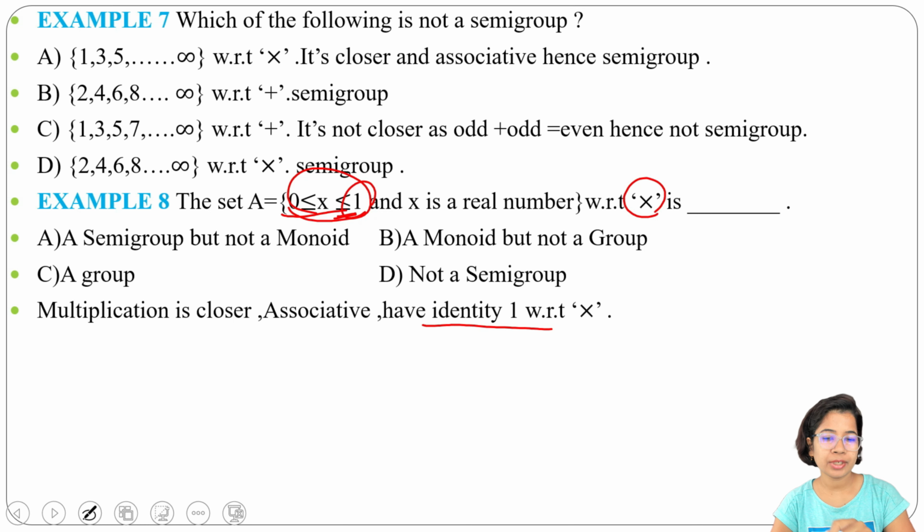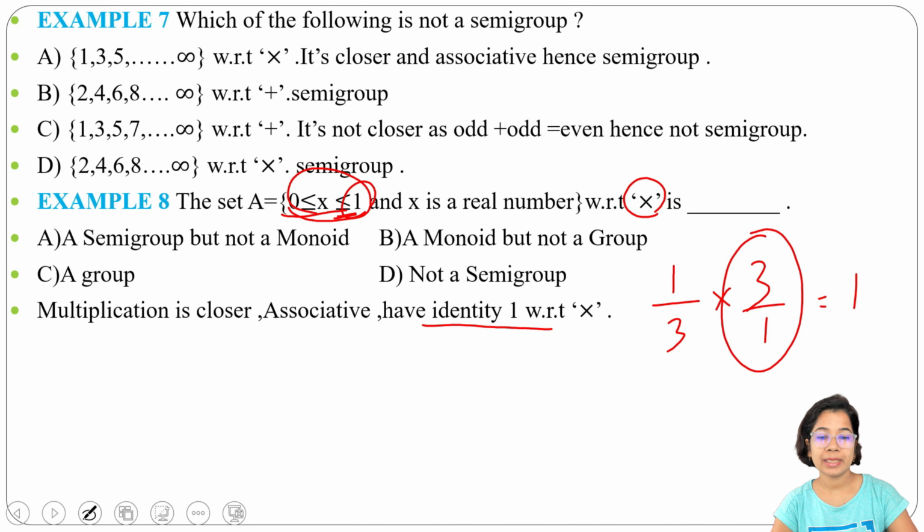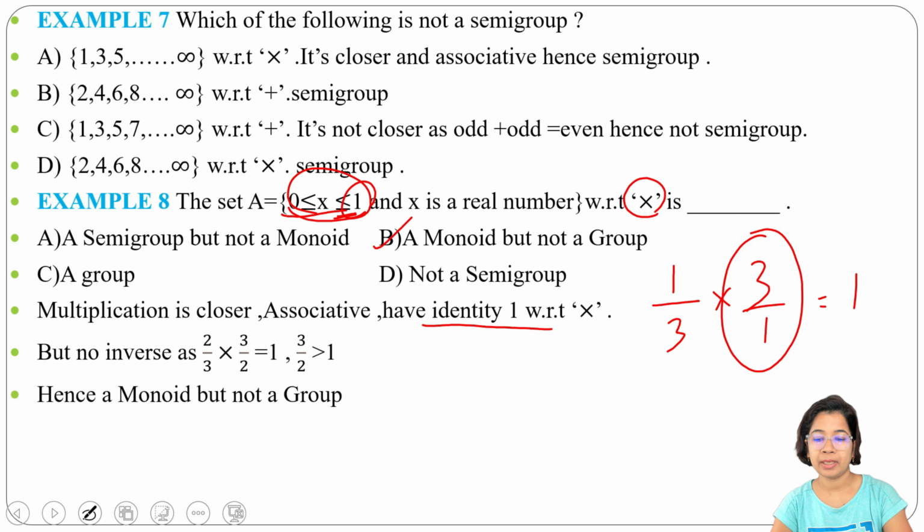Does it have an inverse? Suppose for 1 by 3, its inverse will be 3 by 1, right? 1 by 3 multiplied by 3 by 1 will give the identity 1. But this 3 by 1 is greater than 1, right? So it doesn't have an inverse that belongs to this set. It is closure, associative, and identity. So you can say it is a monoid but not a group as the inverse doesn't exist. So the answer will be option B. It's a monoid but not a group. For a group, the inverse should be present.